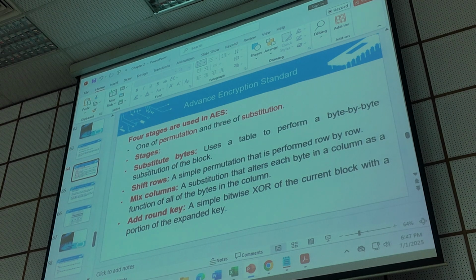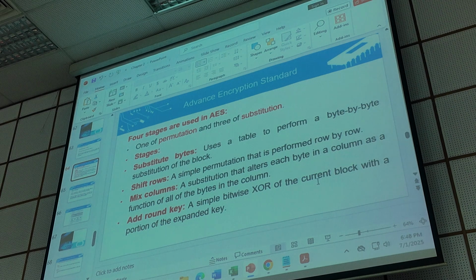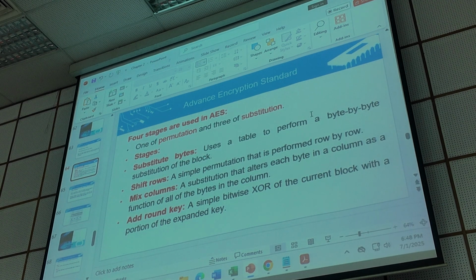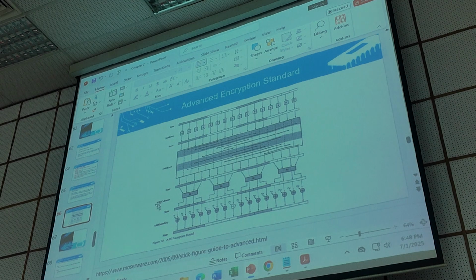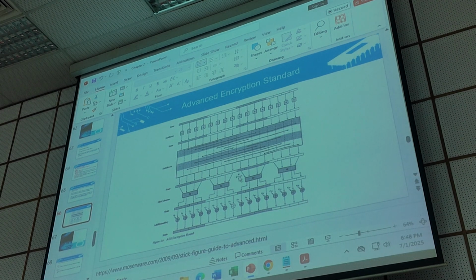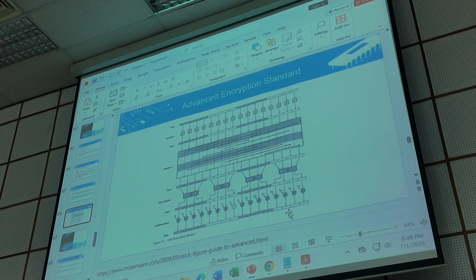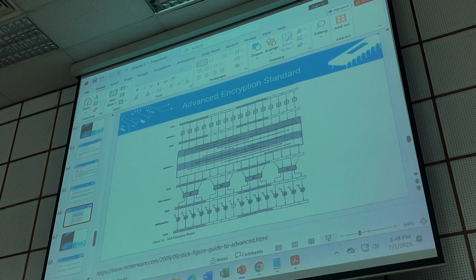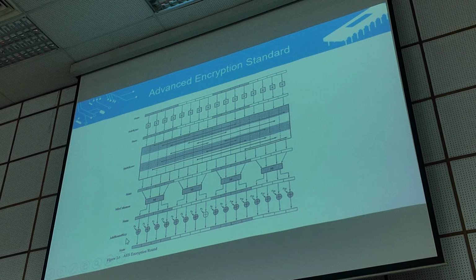So this is the process in AES: substitute bytes, shift row, mix column, add round key. This one is also important. You need to explain the steps, the stages in AES. Substitute bytes means that you perform byte by byte substitution of the words with other characters. Shift row means that you shift row by row, shift left or shift right. Mix column means mixing all the bits into one. Add round key means that you add the values here with the value here, so you will get the output. So from here you can see the stages for AES: substitute bytes, shift row, mix column, and add round key.